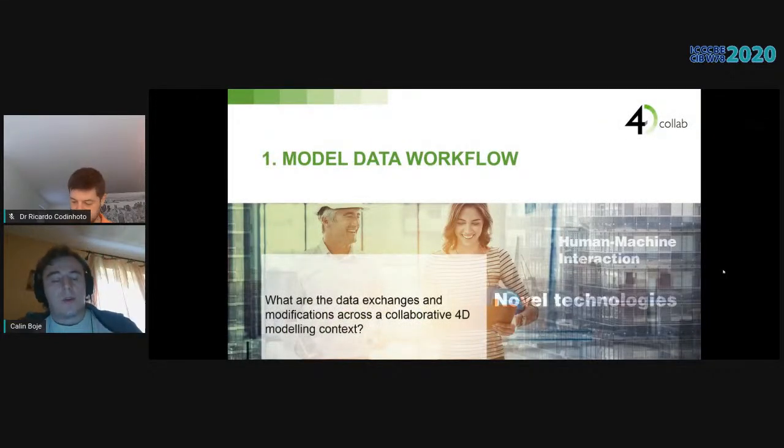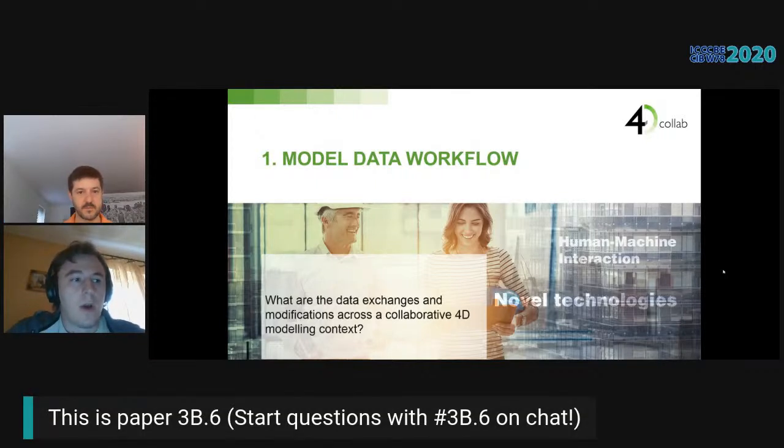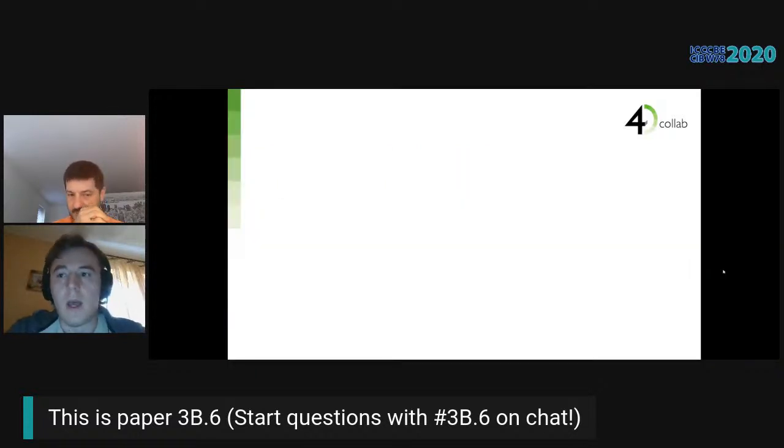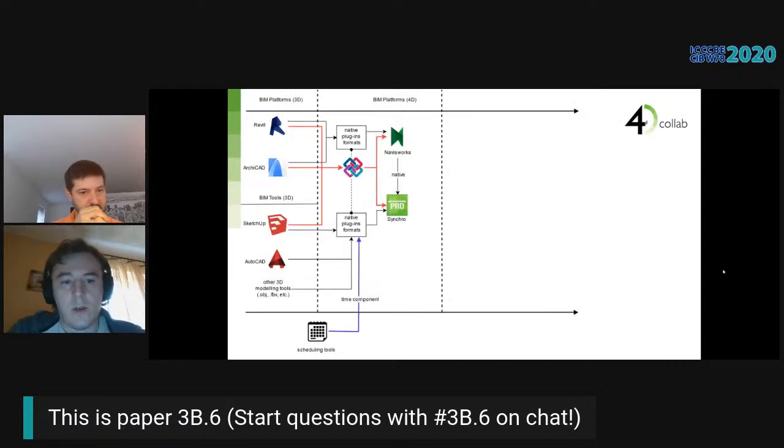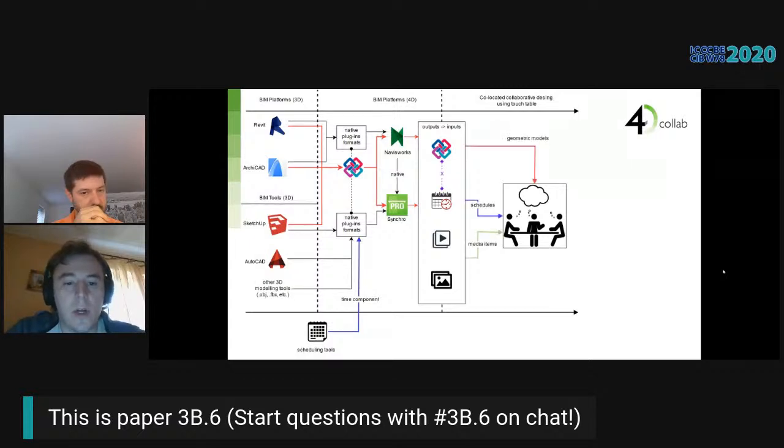So, model data workflow. I thought I'd go over a little bit of the context of what the system is supposed to do and why we've made the decisions we've made. I'm going to present a little about the workflow of information and what we call 4D BIM synchronous collaborative sessions, meaning people who work together on a 4D model, essentially using touch surfaces to do that. We've tried to map the workflow. Things are quite complex. They come from several BIM platforms, 3D to 4D and so on, but we've tried to use things that users find usable and easy to use as touch interfaces.